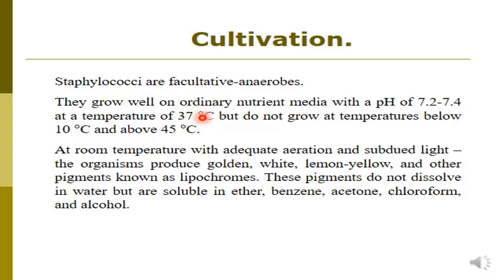They grow well on ordinary nutrient media with a pH of 7.2 to 7.4 at a temperature of 25 centigrade, but do not grow at temperatures below 10 and above 45 centigrade. At room temperature with adequate aeration and subdued light, the organism produces golden, white, lemon yellow, and other pigments known as lipochromes. So what do we call the pigmented Staphylococci? We say lipochromic microorganisms. These pigments do not dissolve in water but are soluble in ether, benzene, acetone, chloroform, and alcohol.